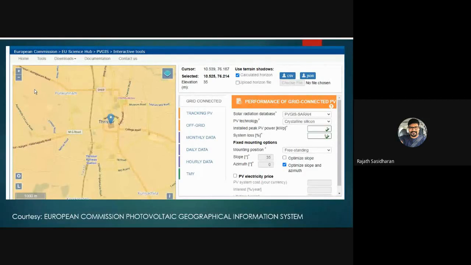Here I've done again the simulation for Thrissur. So we are going to simulate for 1 kilowatt peak of a solar PV system, and the system loss is kept at 14%. Just a rough thumb rule calculation. There are some inversion losses, there are some efficiency losses, there are some cable losses, etc. It need not be 14 always. Again, it is depending. Then we are going to optimize the slope and azimuth. This is very important. Please remember this, the slope and azimuth.